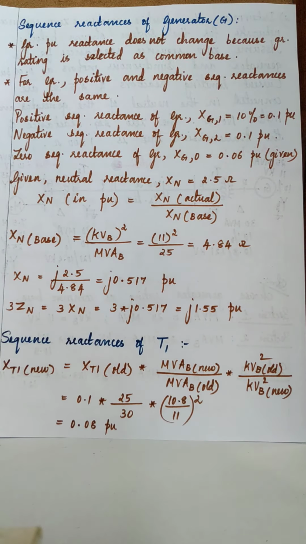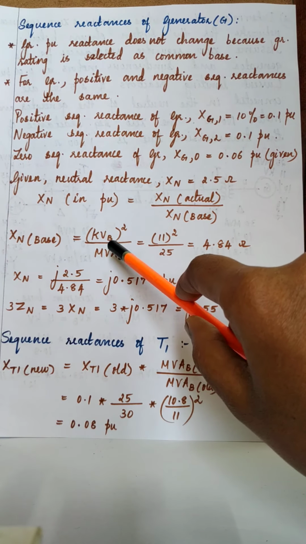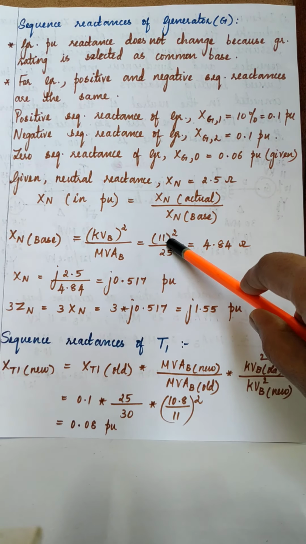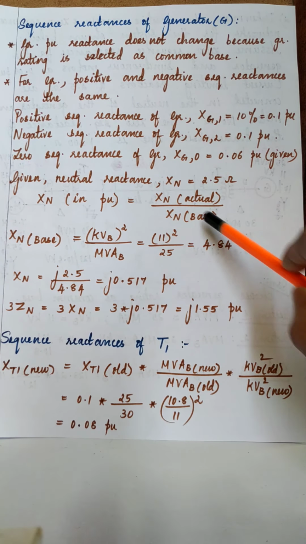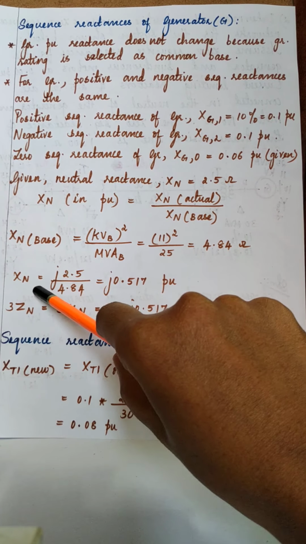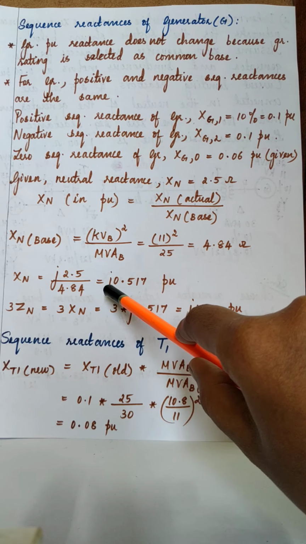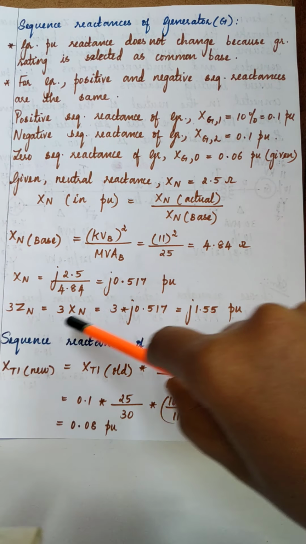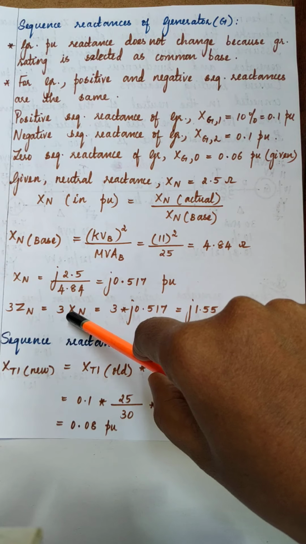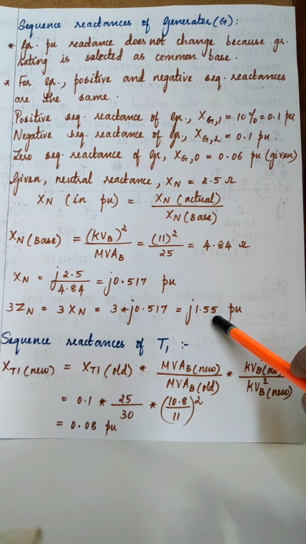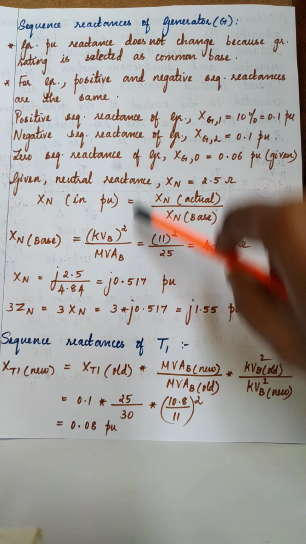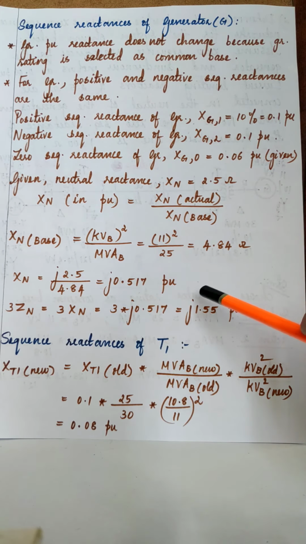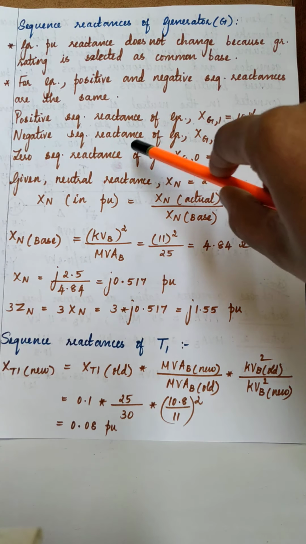reactance in section 1? The usual formula, Xn base is equal to kVb squared by MVAb, which is 11 squared by 25, 4.84. Actual is j2.5. Therefore, Xn is equal to j2.5 by 4.84, which is equal to j0.517 per unit. Therefore, 3Xn is equal to j1.55 per unit. Okay, hope you all understood how to calculate the positive, negative and zero sequence reactances of the generator.